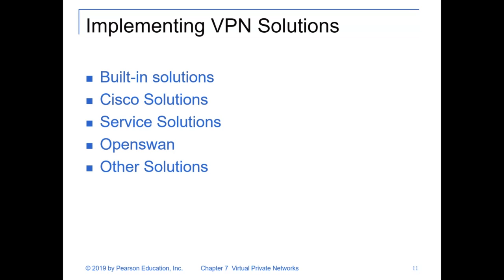OpenSwan, that's going to be a VPN solution. It's going to be open source, and it's going to be available for Linux operating systems. And you can also find other solutions. If you do a quick Google search or Bing search, you can find other VPN solutions that exist as well.